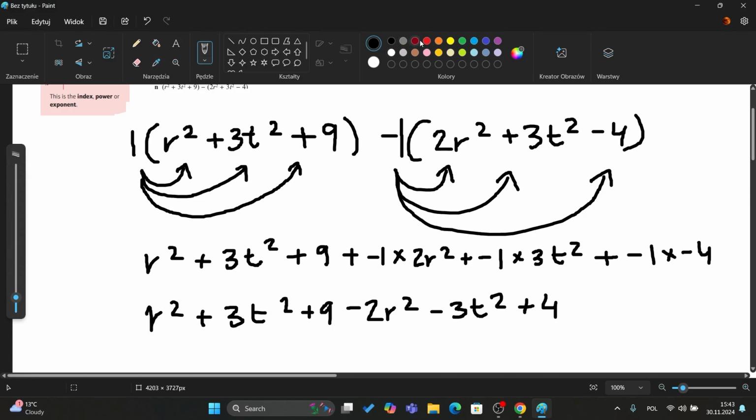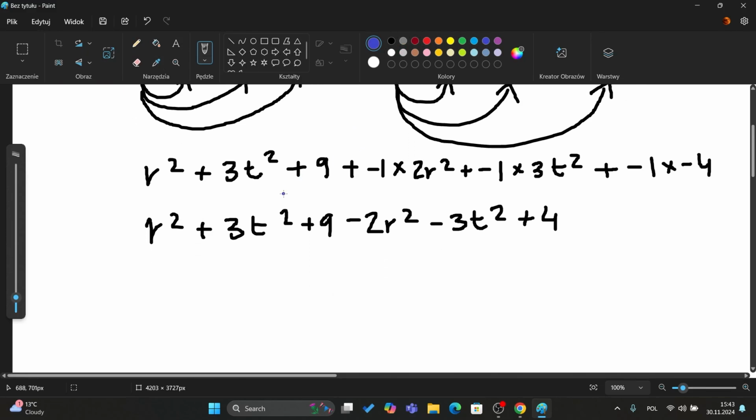So now we need to collect the like terms. So r squared and r squared like each other, 3t squared and minus 3t squared, because they've got t squared in it, they like each other as well. And normal numbers without any r's or t's or x's are just family of each other as well. So they like each other too. And what happens is you do r squared minus 2r squared, which is minus r squared. Now we do plus 3t squared minus 3t squared, which is 0, and 9 plus 4, which is 13.